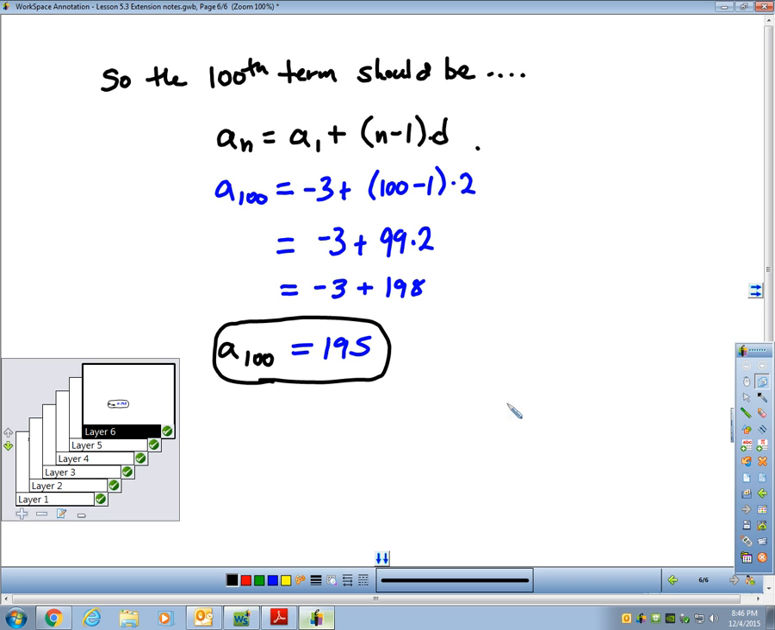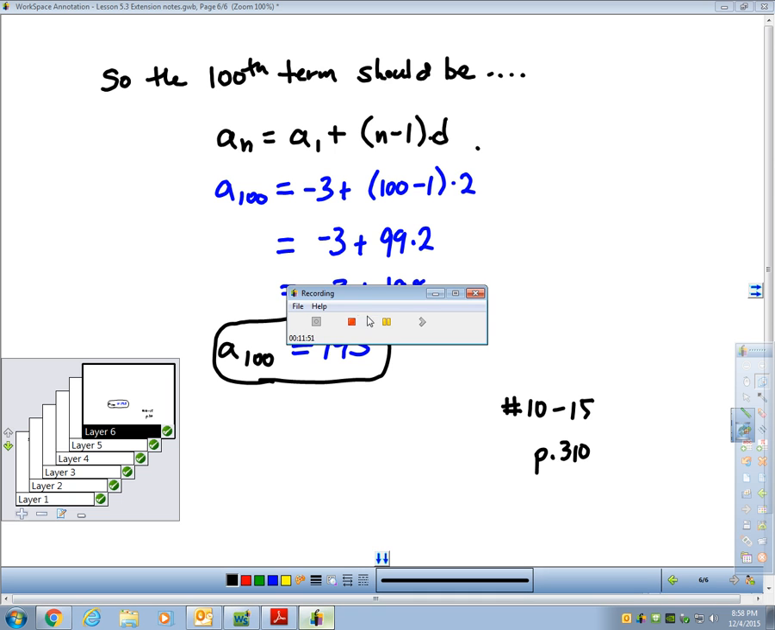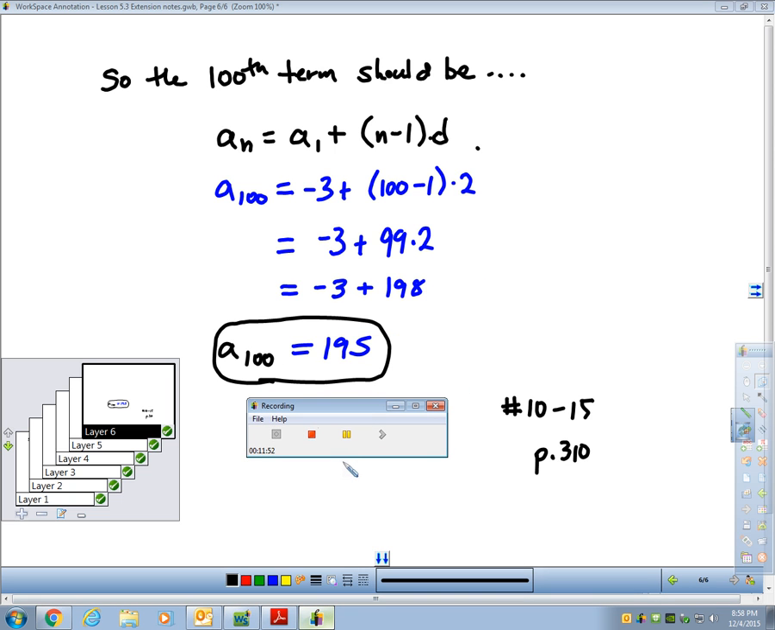That's what you're going to be doing and practicing on numbers 10 through 15 on page number 310. Okay, I think that's all I needed to get through on my video. This keeps it within 12 minutes. If we have questions, we can talk about it in class.